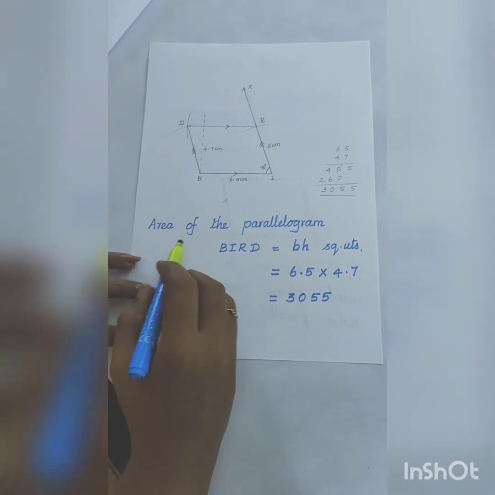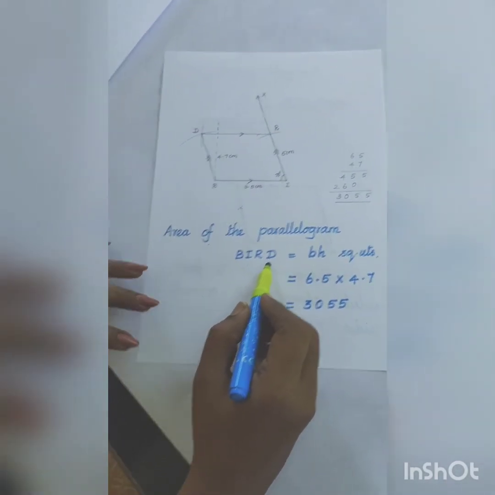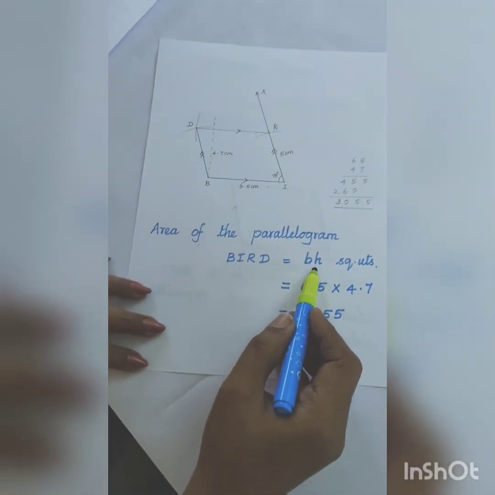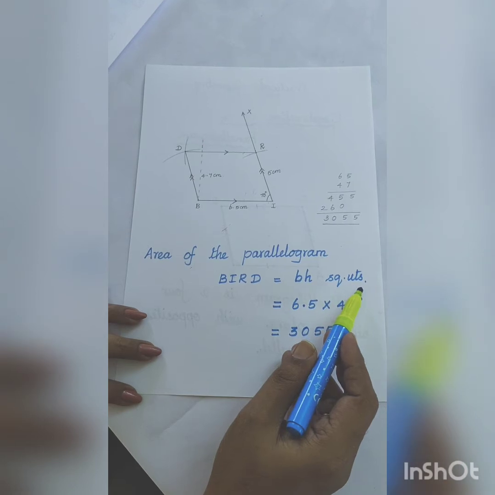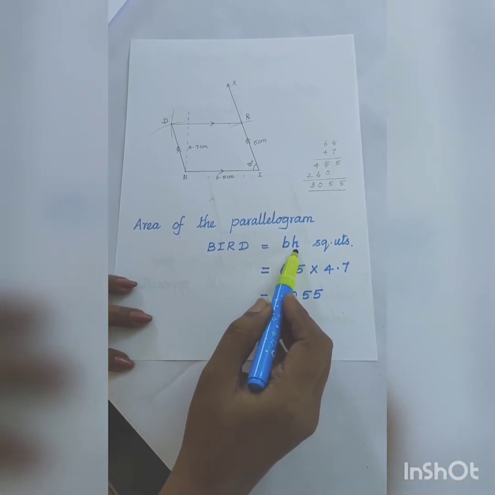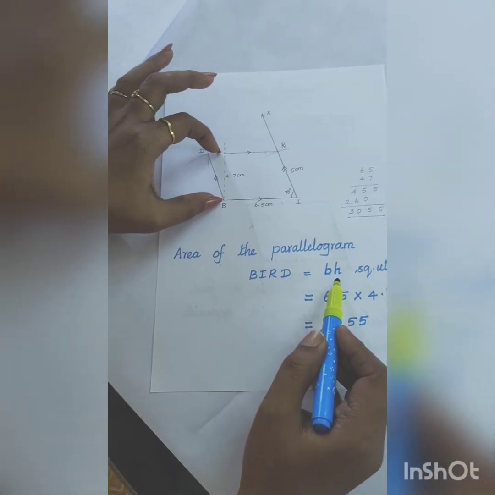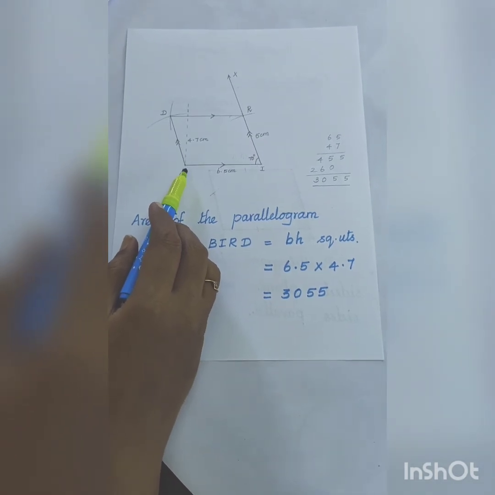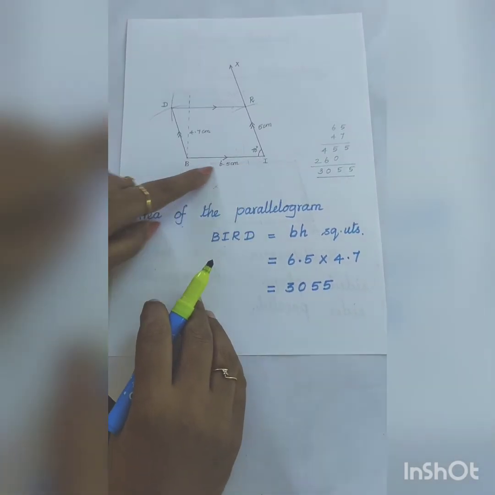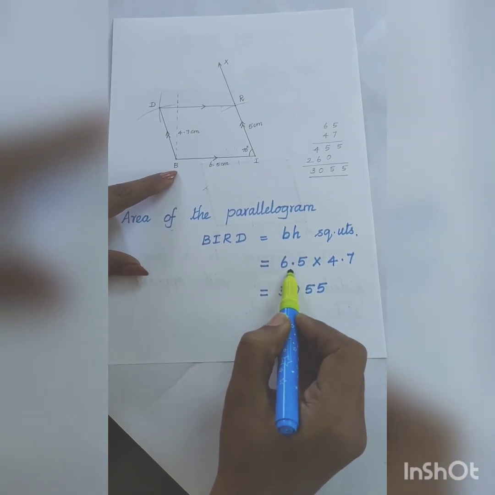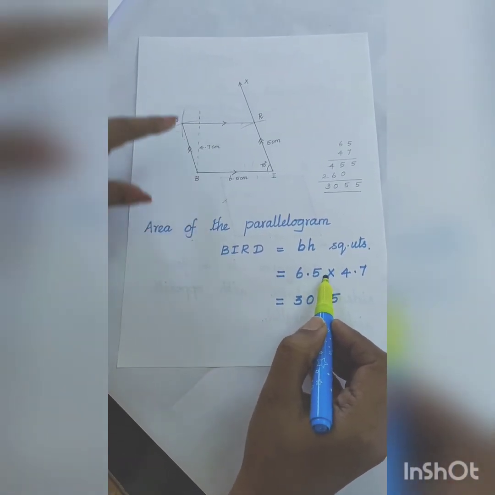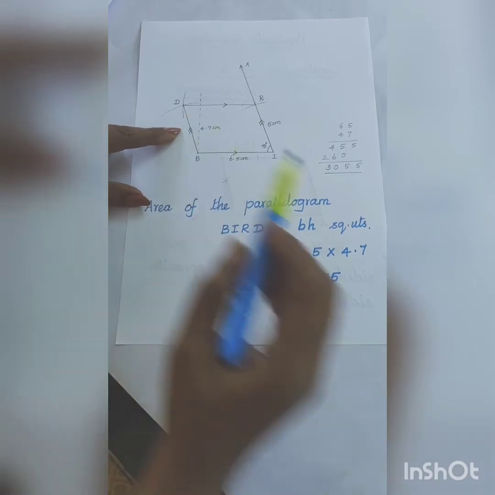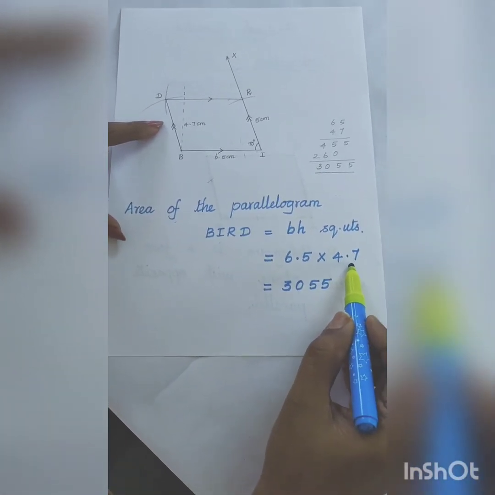Now let us find the area of the parallelogram BIRD. The area of the parallelogram is given by b times h square units. Just remember this formula, bh square units. b means base, h means the perpendicular distance between the two parallel sides, that is called the height. Here in this parallelogram we have the base 6.5 centimeter. In the place of b we replace 6.5 into h. h means the perpendicular distance, which is 4.7. So we multiply this number by 4.7.